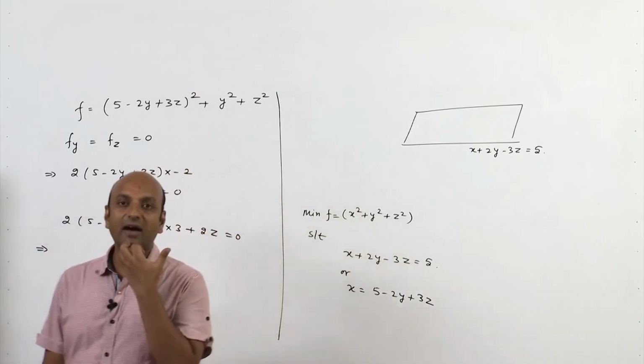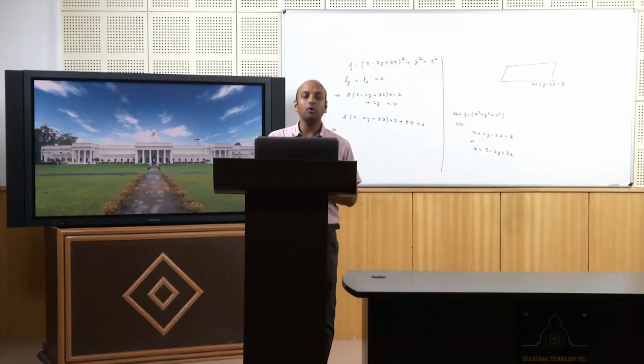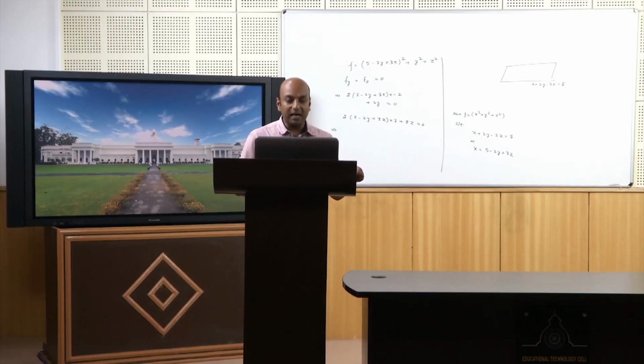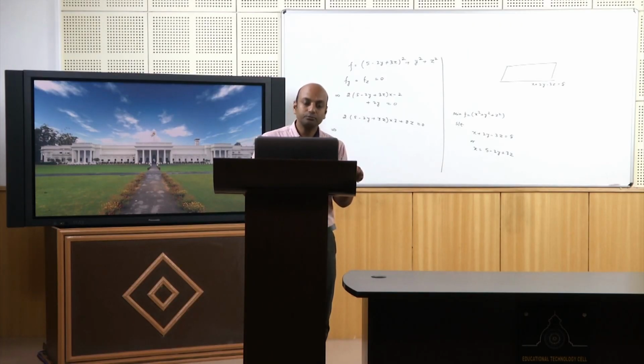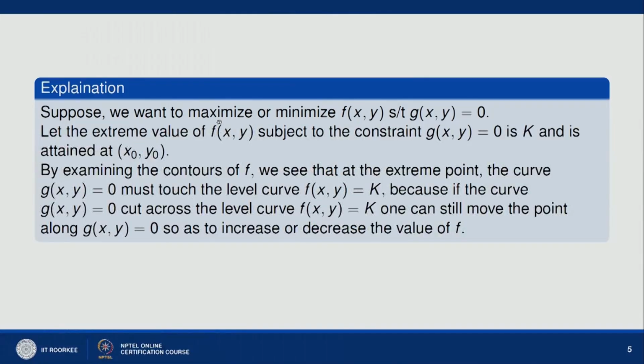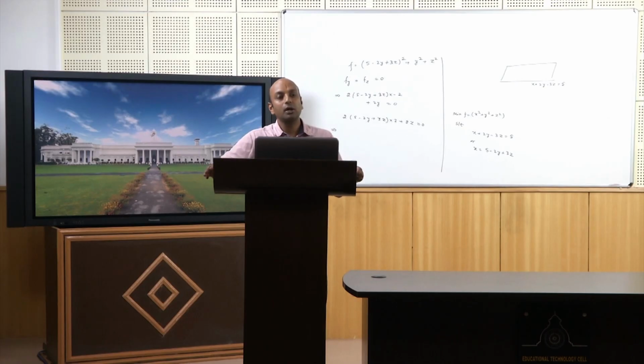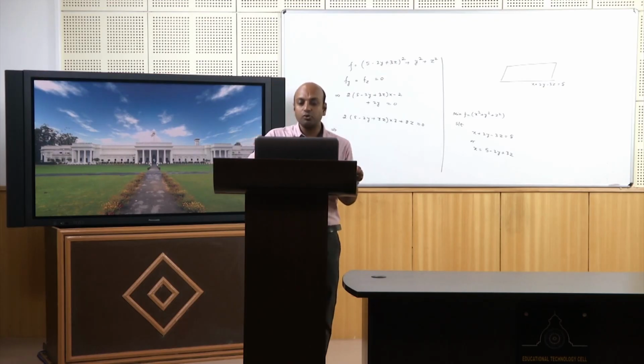So, we have a method to solve all those cases, and that method is the Lagrange multiplier method. Now, what is that method? Suppose we want to maximize or minimize a function f(x, y). We are considering a two-variable function here, but the same process goes for three or more variable functions also, subject to g(x, y) equal to 0.